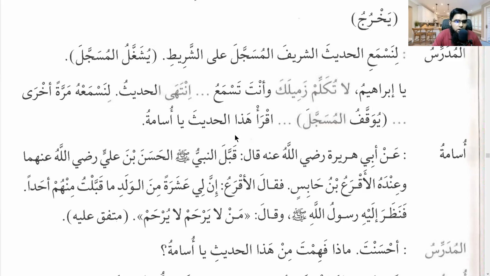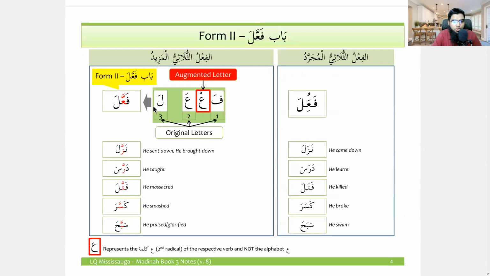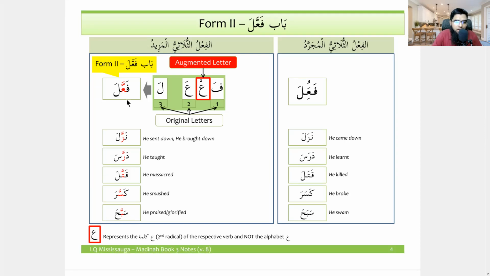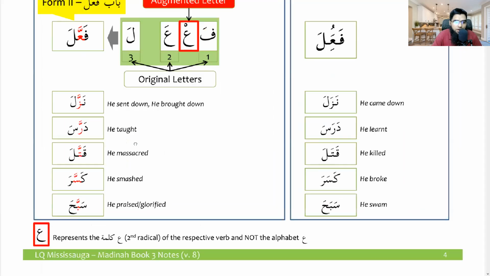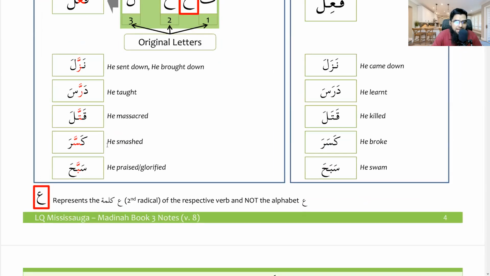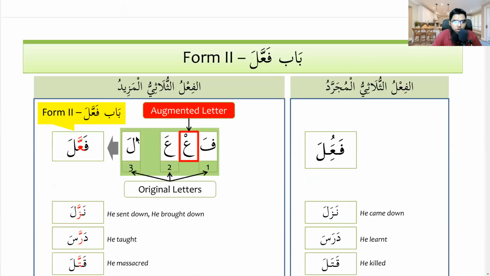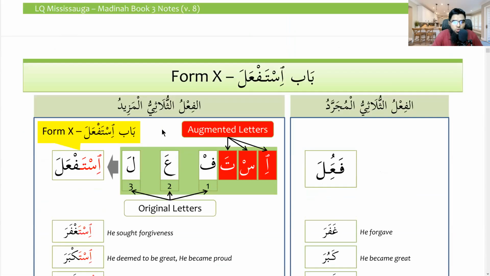Where's our ARIC notes? Form 2. This is form 2, right? The augmented letter, he says, that is mazid, fi'al sulasi al-mazid. So fa'ala, nazzala, he sent down, brought down. Darrasa, he taught. Qattala, he massacred. Kassara, he smashed. Sabbaha, he praised, glorified. Sabbaha is to swim. Sabbaha is to praise, glorify. Form 2. This is what is form 2.